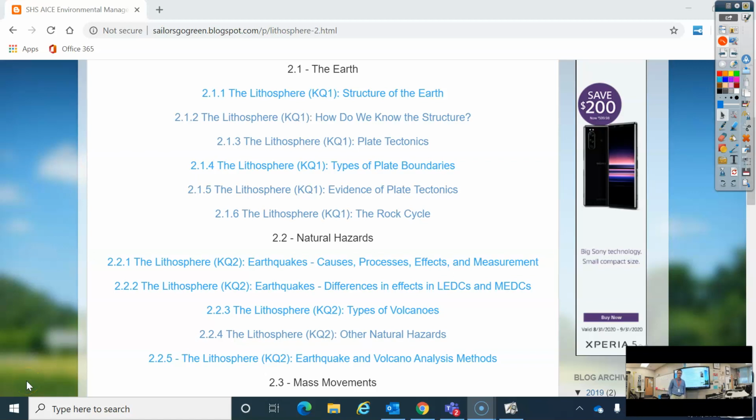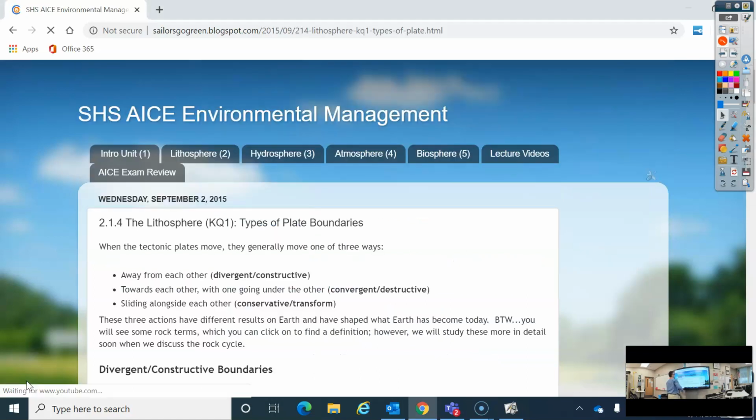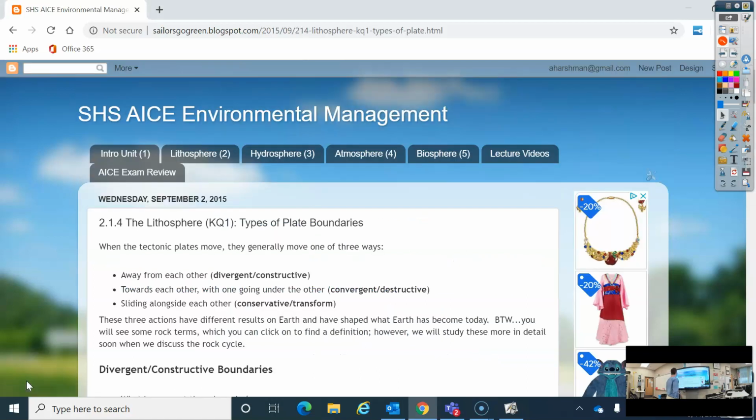All right, so we're here today with the lecture material on 2.1.4 and 2.1.5, which are going to be types of plate boundaries and evidence of plate tectonics. So let's go ahead and get started on that. So 2.1.4 are the types of plate boundaries.